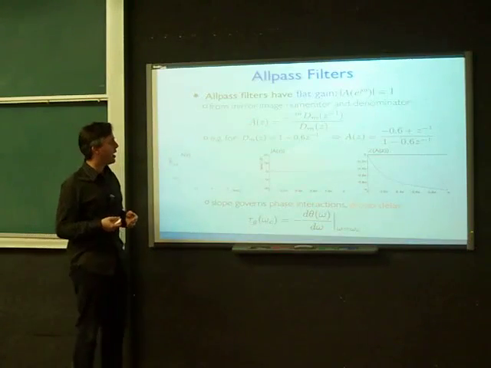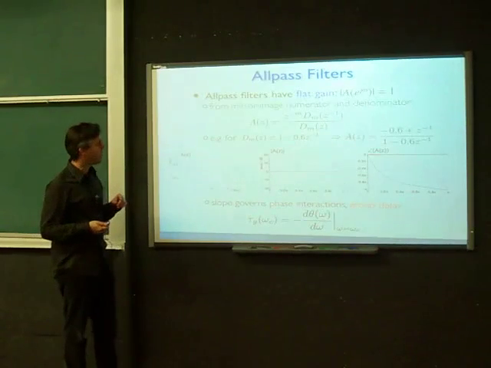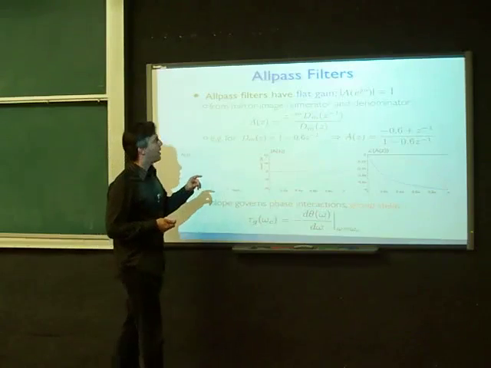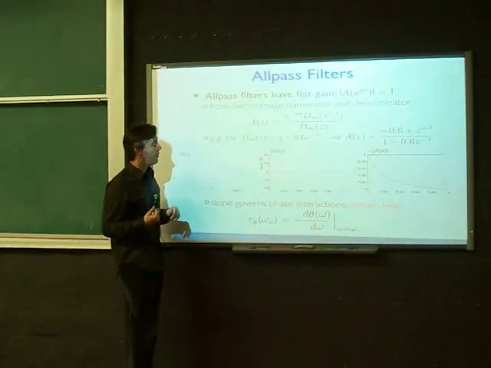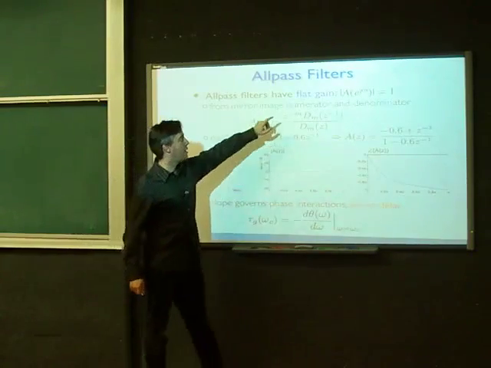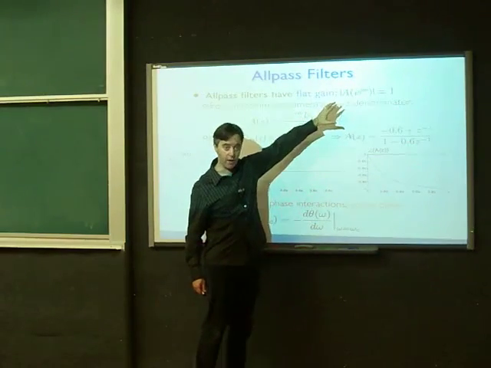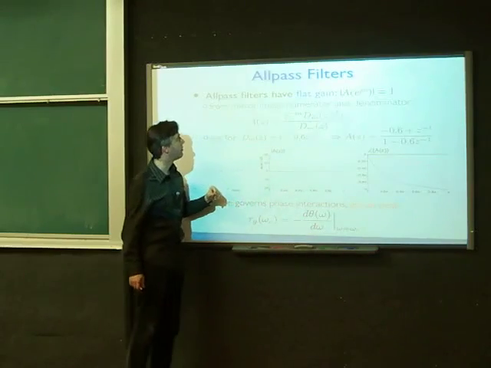So here are the details of how this filter is built. Again, this is from the DSP class. The condition for an all-pass filter is that the magnitude of the frequency response is 1. Right? It's just the phase that's not 0.